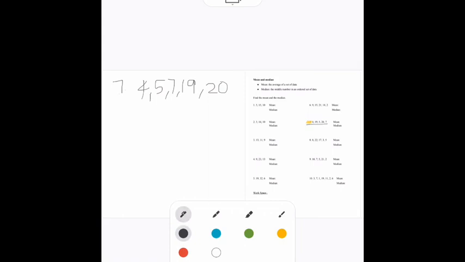So let's set out the numbers in order. This is not in order, so we have to put in order. So it's 4, 5, 7, 19, and 20. Now, the median is the middle number in an ordered data set. So we have to find the middle number. How do we find the middle number?